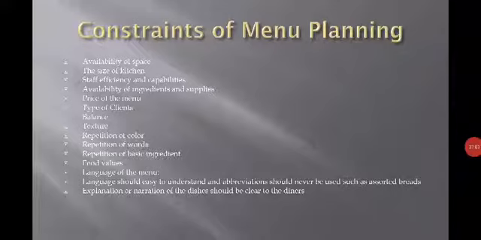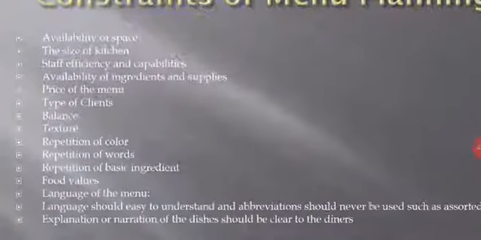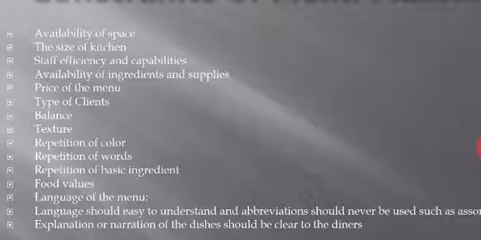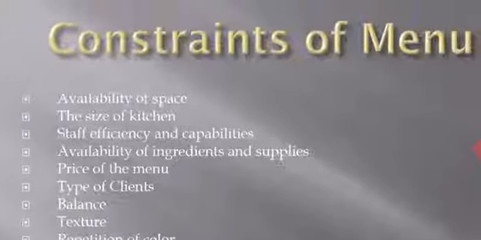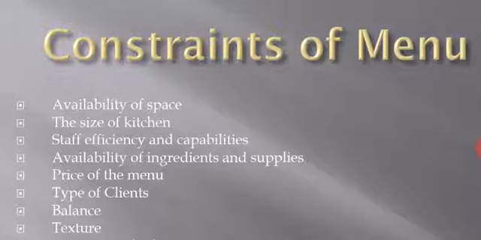Constraints of menu planning. As you can see, there are various constraints of menu planning. Let us start with the availability of space. Availability of space and equipment for food production and service is to be considered while planning a menu. You cannot have a tandoori roti without having a tandoor, or serve 500 guests in a 500 square feet area.